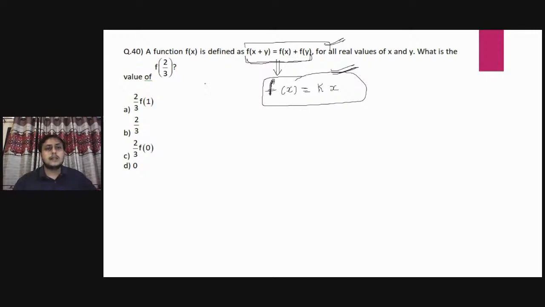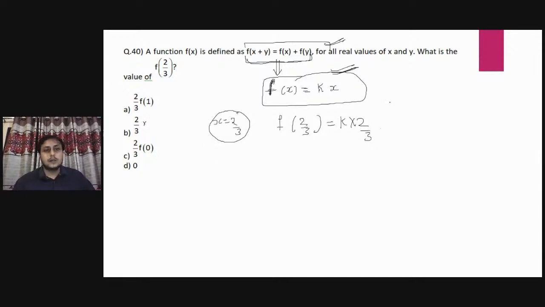So guys, here you need f(2/3). So just put x = 2/3 in this case. So f(2/3) comes out to be k into 2/3, right? Now we have 2/3, so it will cancel. Let's see: if k comes out to be 1, then this will be the answer, right? Or if k comes out to be f(0), then this will be it.